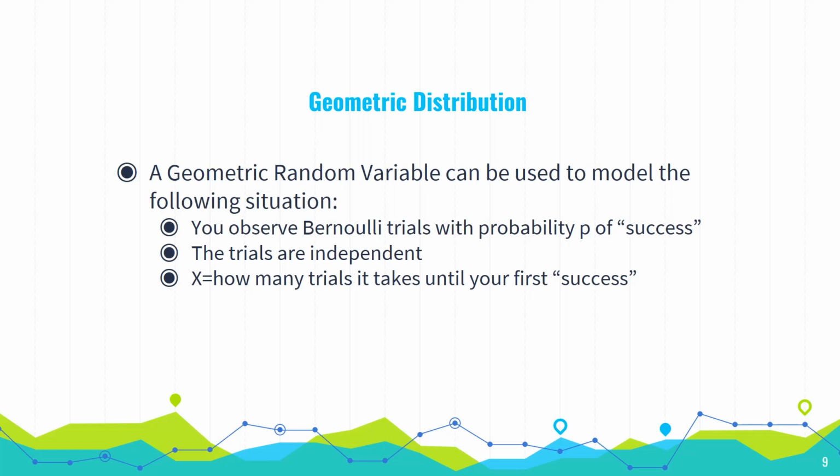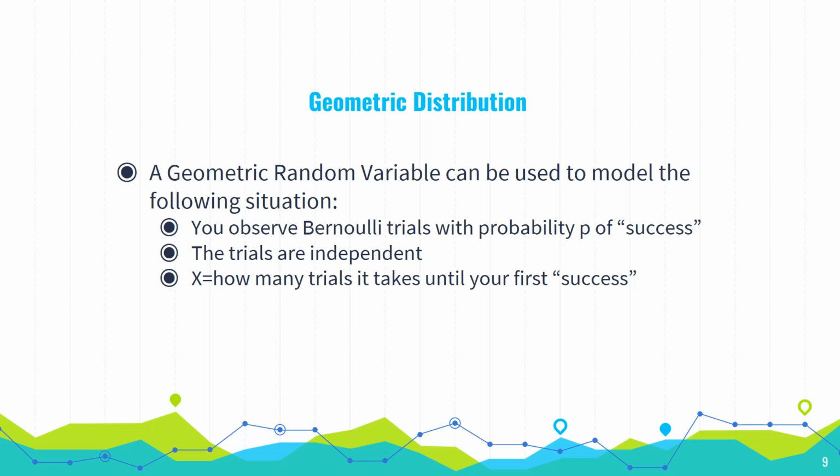Okay, the next one is the geometric distribution. A geometric random variable can be used to model the following situation. So you observe Bernoulli trials with a probability p of success. It's like you have a weighted coin and you're just going to keep flipping it. And each trial is independent, so there's no memory in the process. Every outcome is independent of all the others. And the random variable is how many trials it takes until and including your first success.